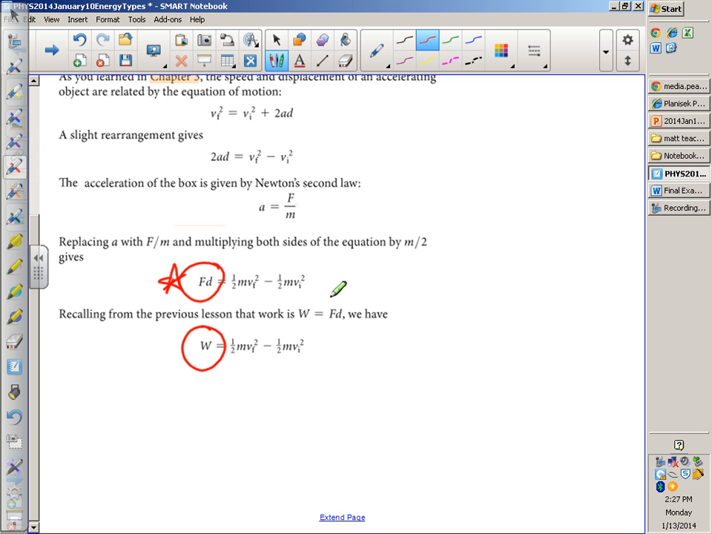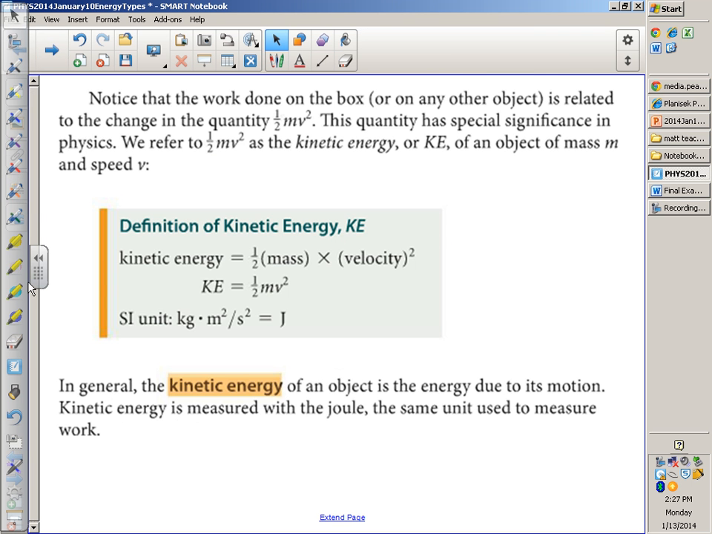But that quantity, 1/2 mv squared, that is what we call the kinetic energy of an object. Like we've said, kinetic energy is the energy due to its motion. Because of the fact that it's moving, it has the ability to move or change something else. Right here, that's how we calculate the amount of kinetic energy that an object has. The amount of kinetic energy that an object has depends on two things.